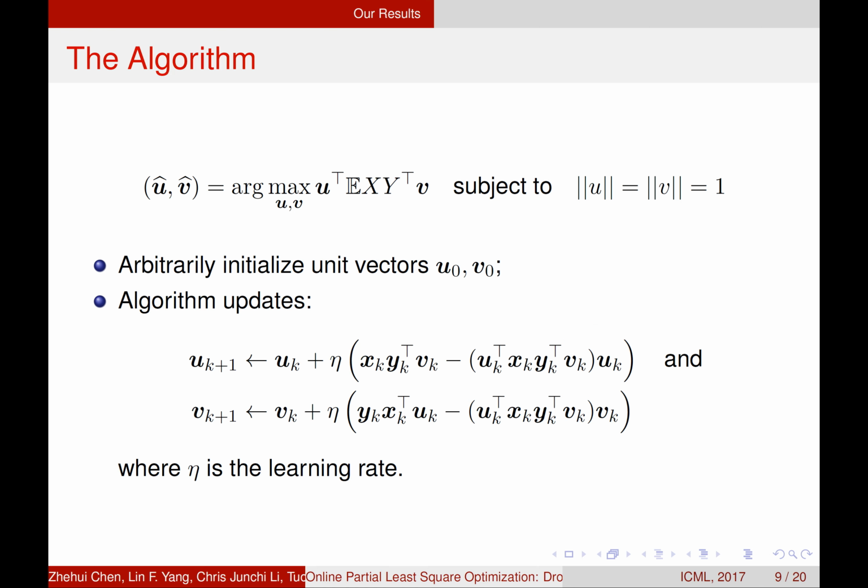So what is our algorithm? Our algorithm is as follows. We initialize unit vectors u0 and v0 arbitrarily. Our algorithm updates our current solution by adding a new term once we get a new data sample. This update is as follows: x_k times the inner product of y_k with the current v, minus this number u_k, or rather x_k, y_k, v_k, and then times u_k to our current sample.